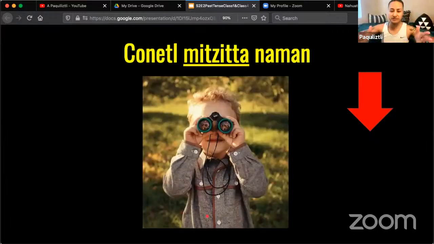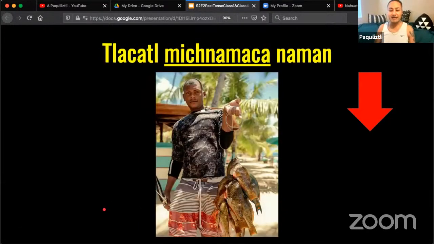Okay, so here I'm gonna give you some examples. Konet mitzita naman. Konet mitzita naman. Cuál? Tlacatl, michnamaca naman. Tlacatl, michnamaca naman.